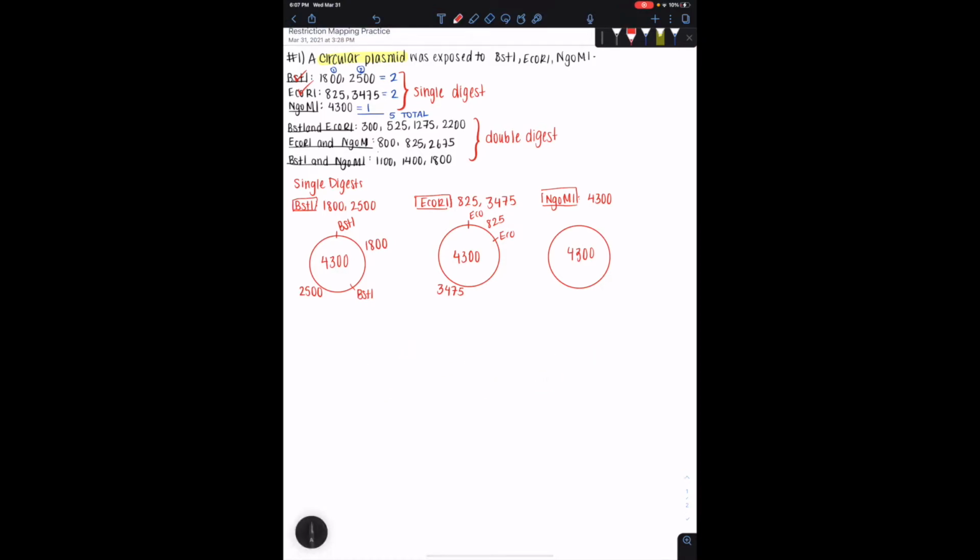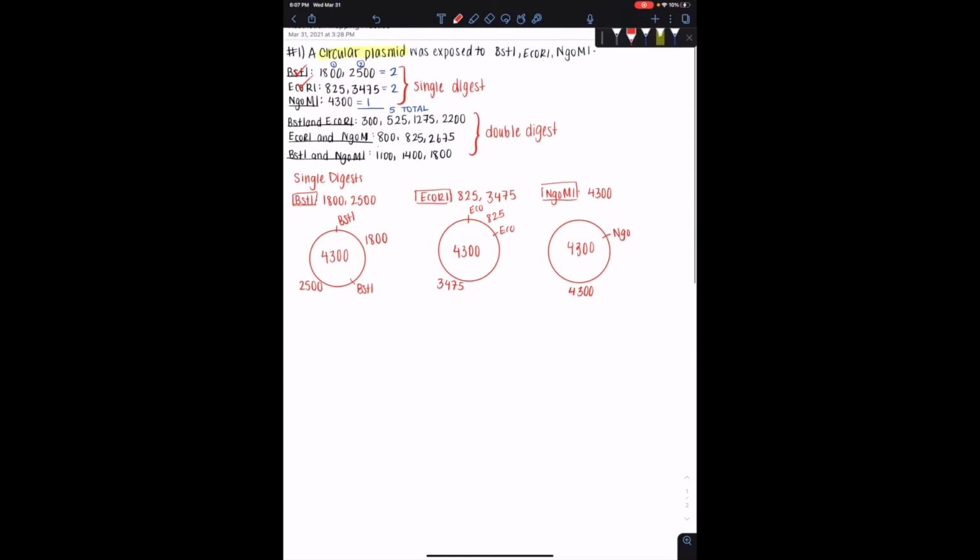So we're just going to draw our cut right here, label it ENGO, and the total will be 4,300. Okay, nice. So these are all our single digests. We're going to be using these to create our double digest.